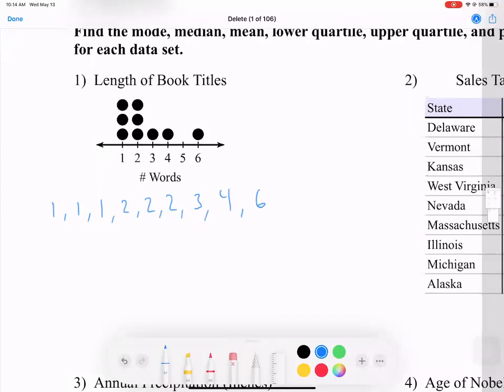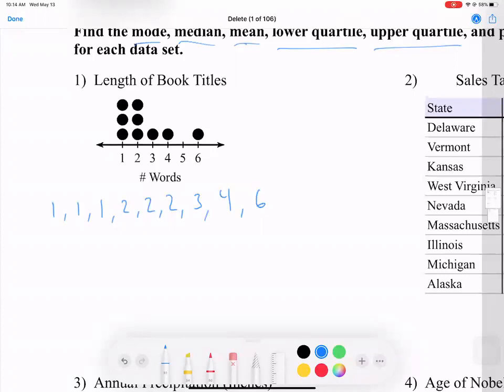Now we're asked to answer a couple questions here. The mean, median, mode, all the way around. We have lower quartile and upper quartile, and then standard deviation. So we're going to find all those values today using this list, and then I'm going to go to our stem and leaf as our second example.